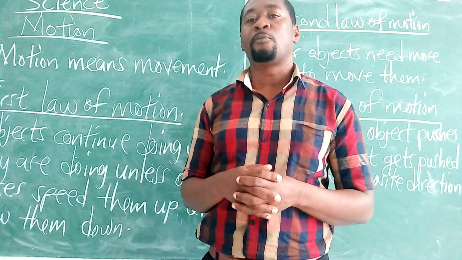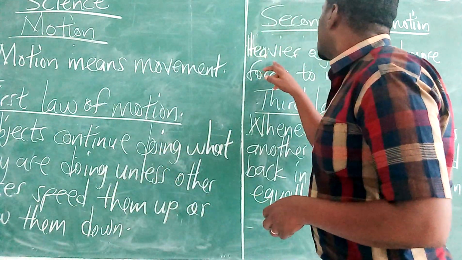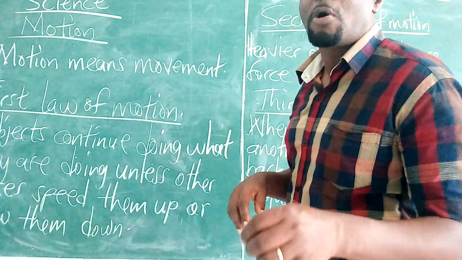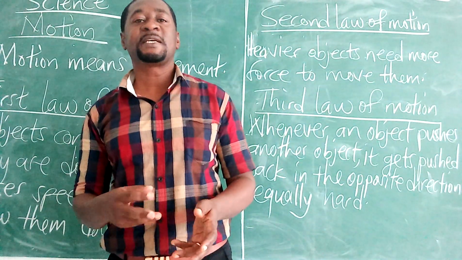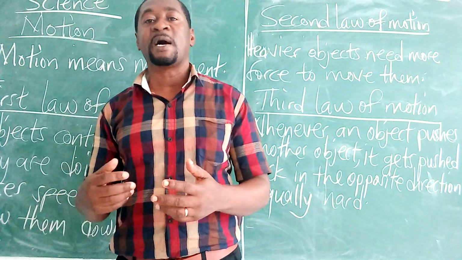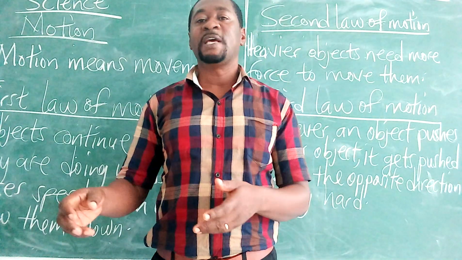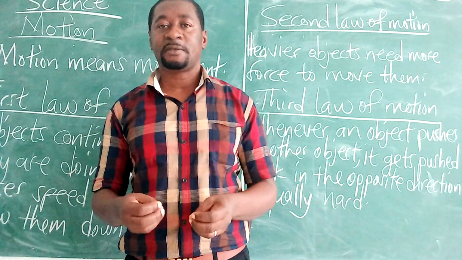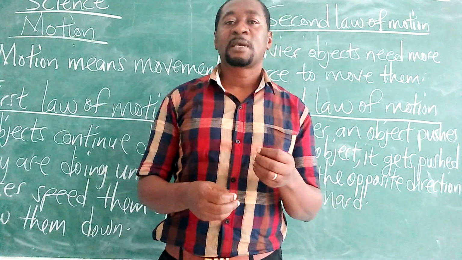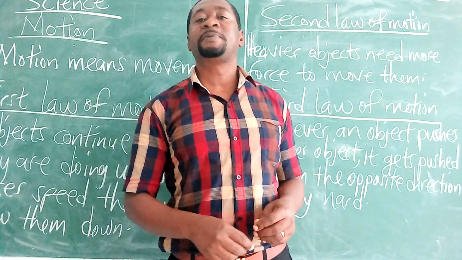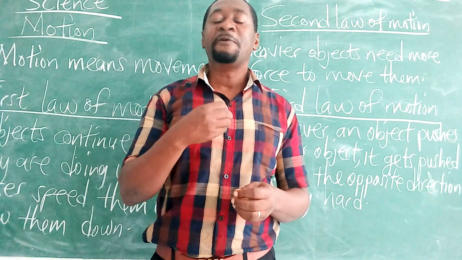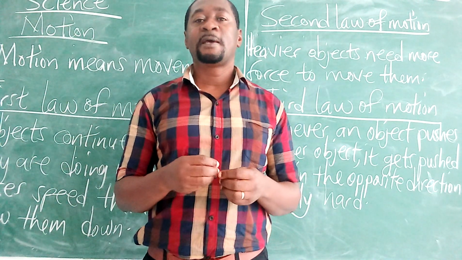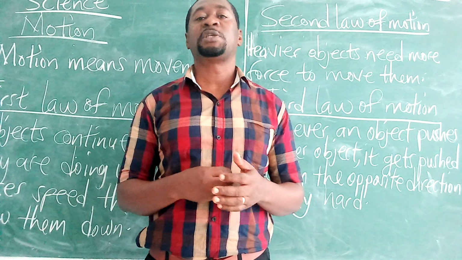Then we go to the second law of motion. The second law of motion says heavier objects need more force to move them. There are so many things that we human beings can use our hands to carry or move. But there are certain things that we cannot move because they are heavy. That's why bulldozers and caterpillars have been made to move those objects. So if an object is heavy, you need more force to move it. That's Newton's second law of motion.